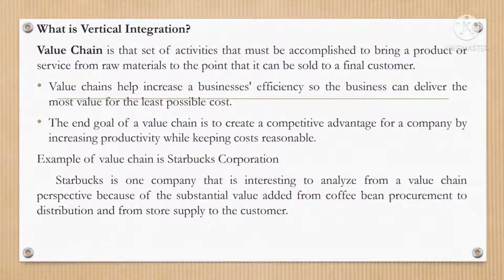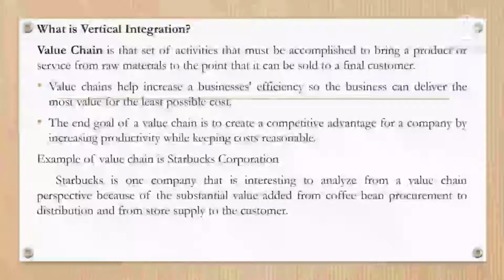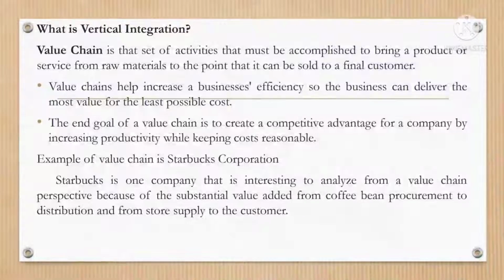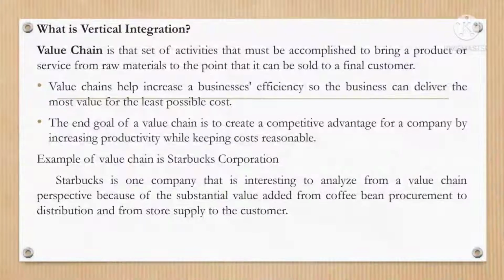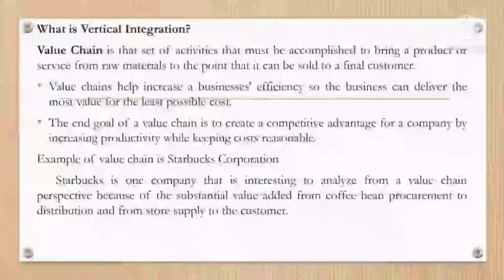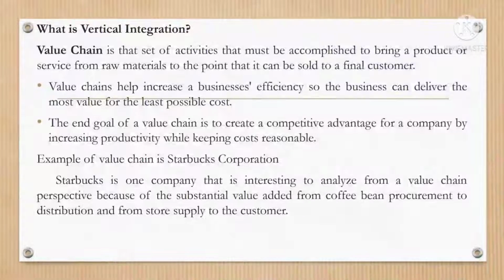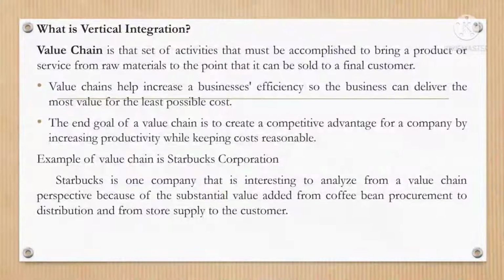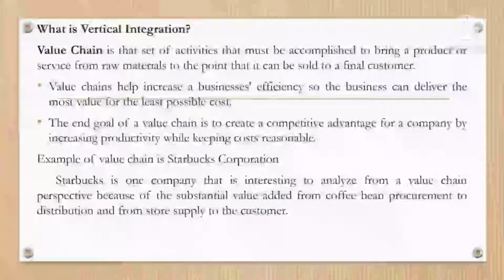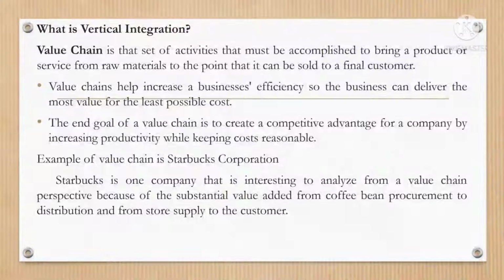What is vertical integration? Value chain is the set of activities that must be accomplished to bring a product or service from raw materials to the point that it can be sold to a final customer. Value chains help increase a business's efficiency so the business can deliver the most value for the least possible cost. The end goal of a value chain is to create a competitive advantage for a company by increasing productivity while keeping costs reasonable. A value chain is a step-by-step business model for transforming a product or service from idea to reality.